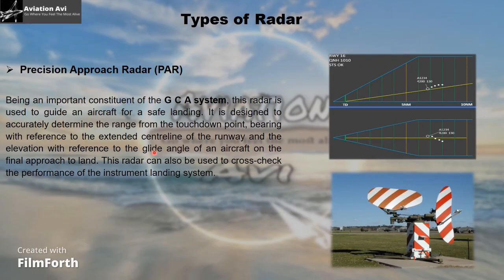Further, it also helps to determine the glide angle of the aircraft on the final approach to land. It helps us understand at what angle is the aircraft with respect to the determined glide path while it is on its approach or final approach to land. This radar can be used to cross-check the performance of instrument landing system because it provides the azimuth with respect to the extended centerline and also the elevation of the aircraft with reference to the determined glide angle.